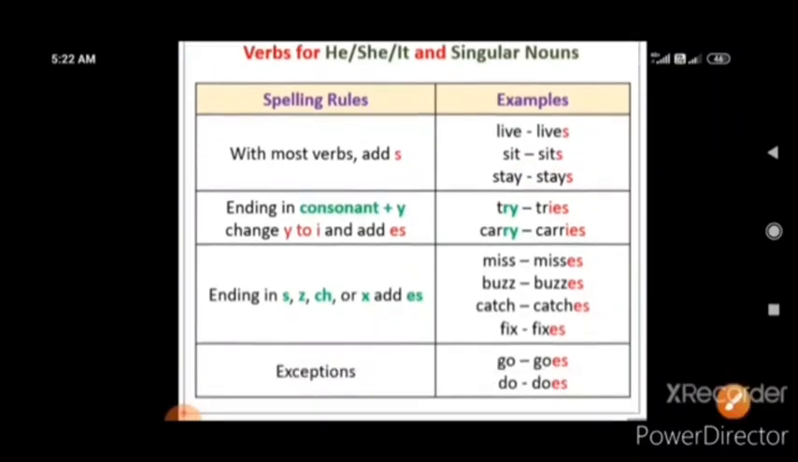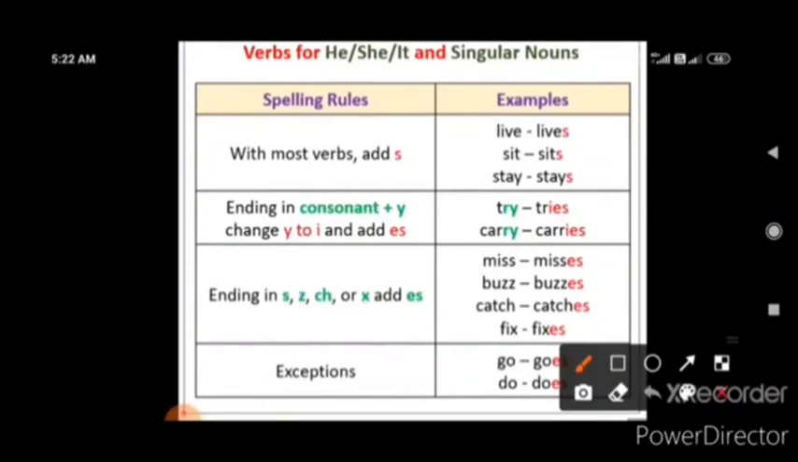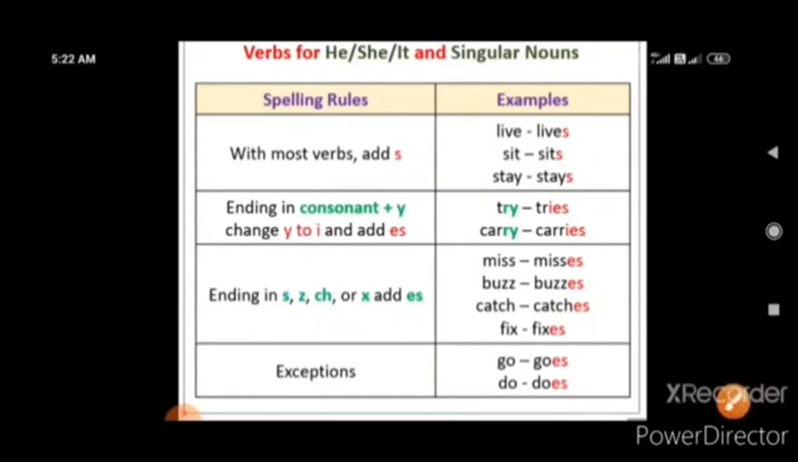Next, ending in s, z, ch or x, add es. Miss, misses, buzz, buzzes, catch, catches, fix, fixes. The last one, exceptions: go, goes, do, does. So these are the spelling rules you have to follow when he, she, it comes in simple present tense.